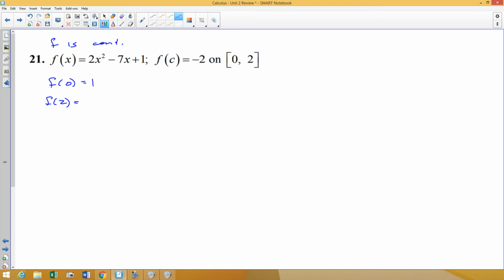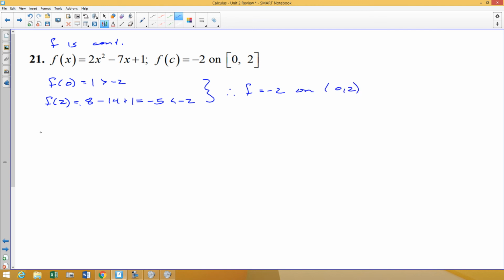So 2 times 2 squared is 8. 7 times 2 is 14. So 8 minus 14 is negative 6, plus 1 is negative 5. All right, well, 1 is greater than negative 2. Negative 5 is less than negative 2. And based on that, I know that f must equal negative 2 on the interval 0 to 2.